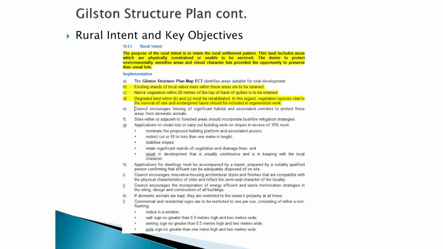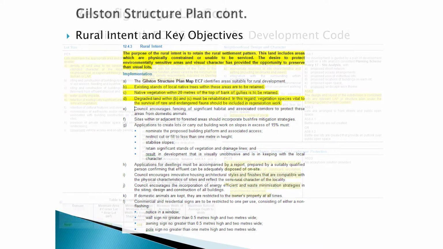Rural intent and key objectives. The purpose of the rural intent is to retain the rural settlement pattern. This land includes areas which are physically constrained or unable to be serviced. This site can't be serviced. There's a desire to protect environmentally sensitive areas. It has visual character. So we believe this application potentially conflicts with the rural intent.